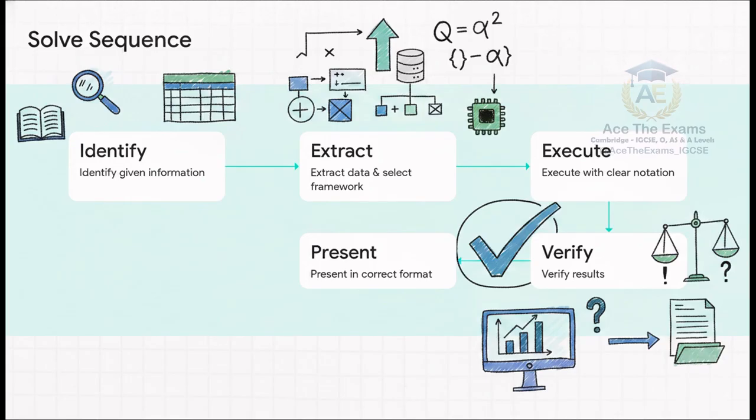Step 1, identify the given information in the text or tables. What is the scenario actually telling you? Step 2, extract that data and select the right analytical framework. Are you using a static parameter or a nested query here based on what the user needs? Step 3, execute the analysis using clear, undeniable notation. Step 4, verify your results. Do these results actually make logical sense in the real-world context of the question? And Step 5, present the final information in the appropriate format. Methodically following this sequence builds a structured, high-scoring response that examiners absolutely love to read.